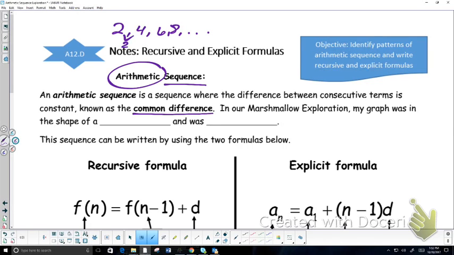So this is going up by 2, this is going up by 2, and this is going up by 2. Notice it's changing by 2, so it has a common difference. So that is an example of an arithmetic sequence.